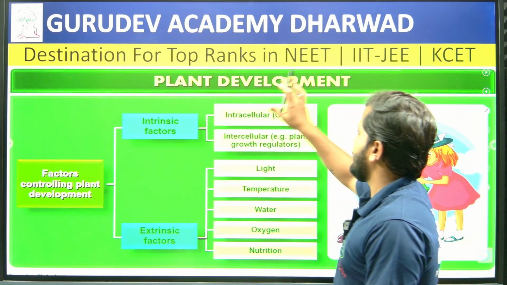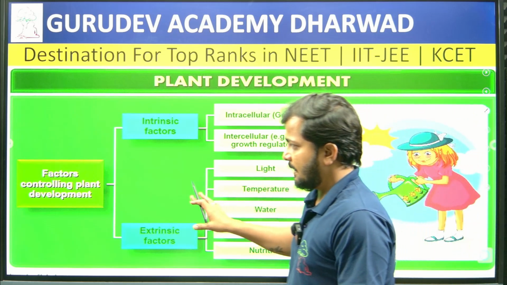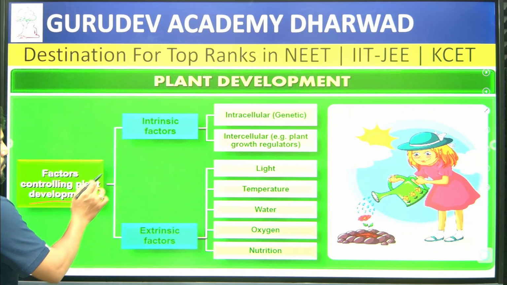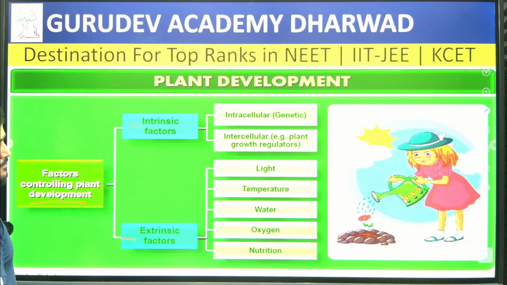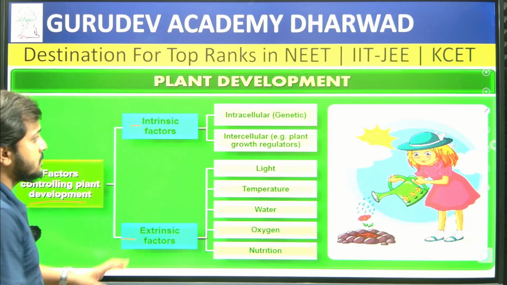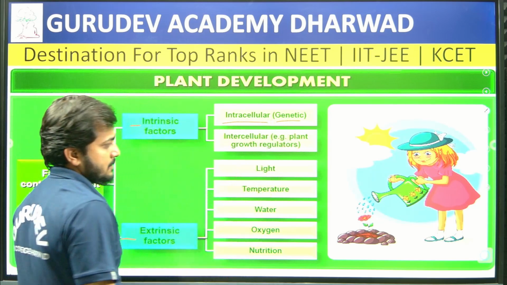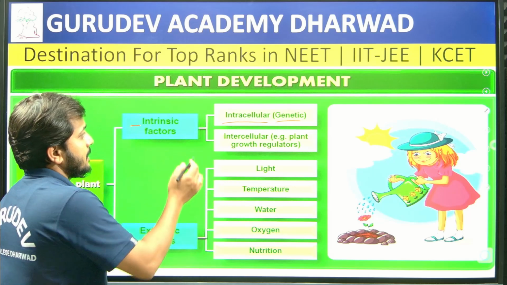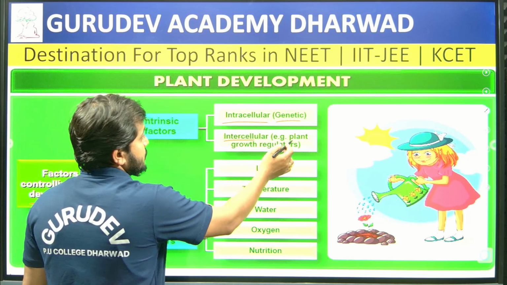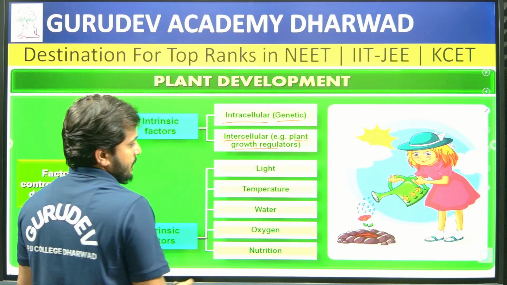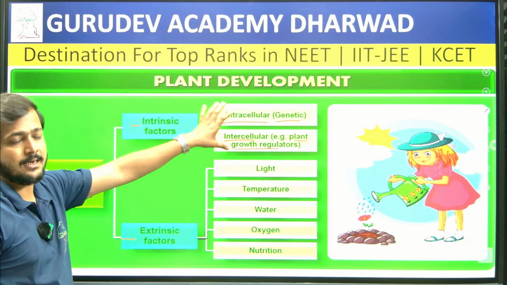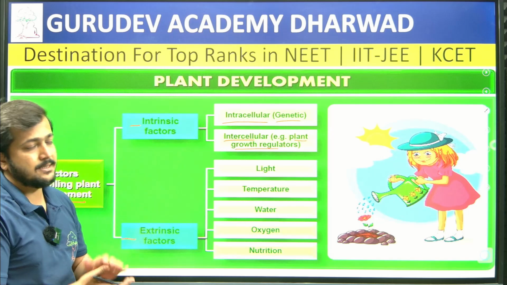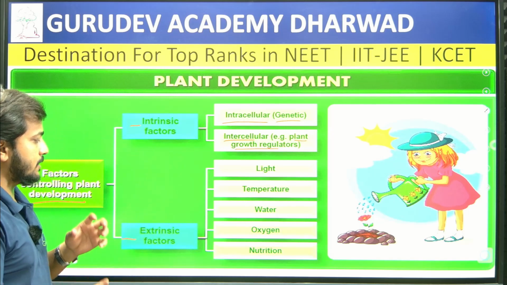So overall plant development is actually controlled by different factors. The factors controlling plant development are intrinsic factors and extrinsic factors. Intrinsic factors include the intracellular or genetic basis, like the overall development of the cell and its genetic constitution, which actually matters. Then intercellular: the cell itself is going to produce plant growth regulators, right? So these are the intrinsic factors we are going to see with respect to the overall development of the plant. Inside the plant, these changes are actually required for its development.